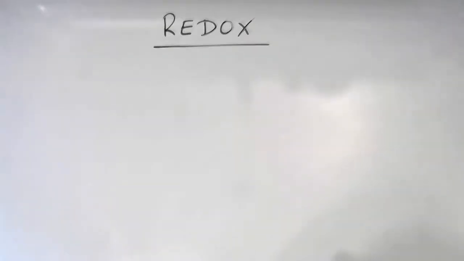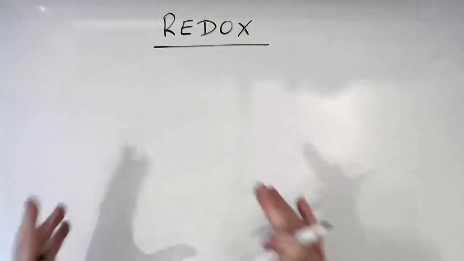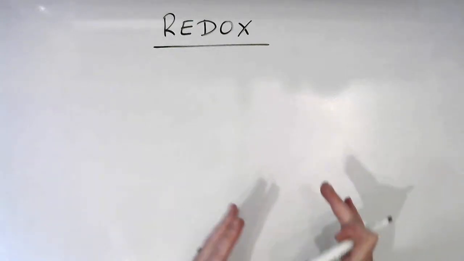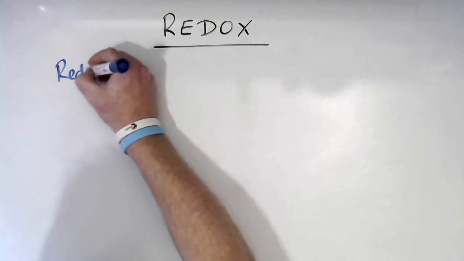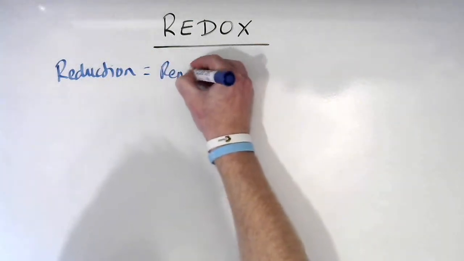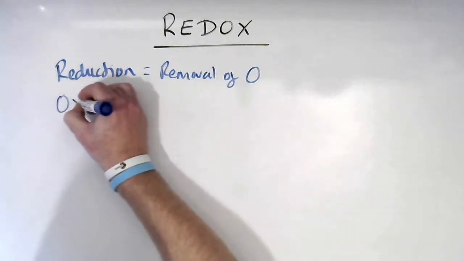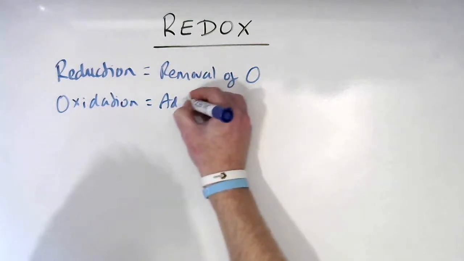Number 3, redox. Redox chemistry is really, really important. You need to know what redox is. So first of all, that's reduction and oxidation of those different elements. So reduction, you may remember from GCSE, is basically the removal of oxygen. So the removal of oxygen, and oxidation, as life would have it, equals the addition of oxygen.